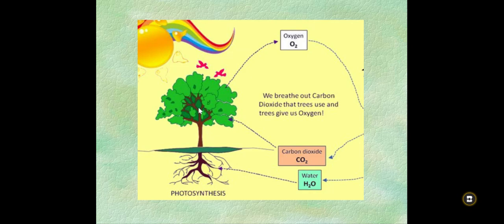Because we have plants, at least in part, we get some oxygen to breathe, and then when we breathe out carbon dioxide, a portion of the carbon dioxide that we breathe helps plants to be able to do photosynthesis.